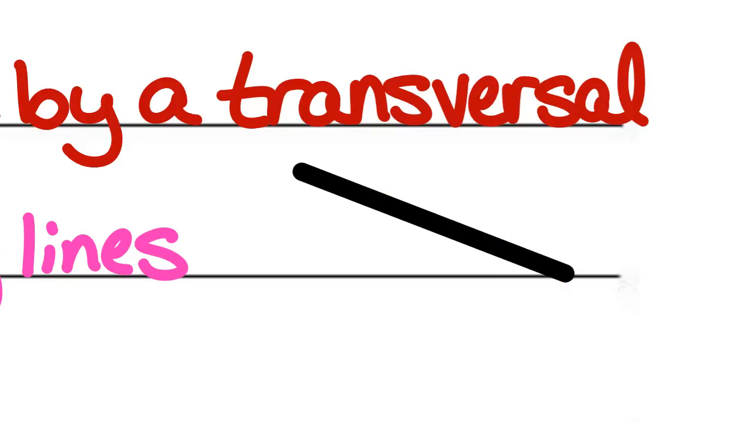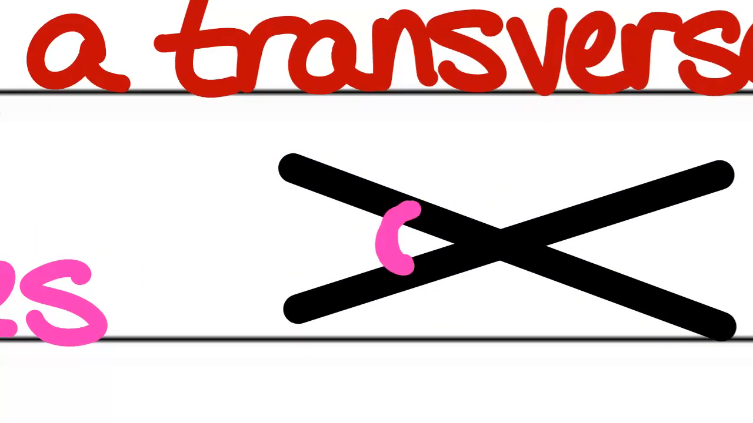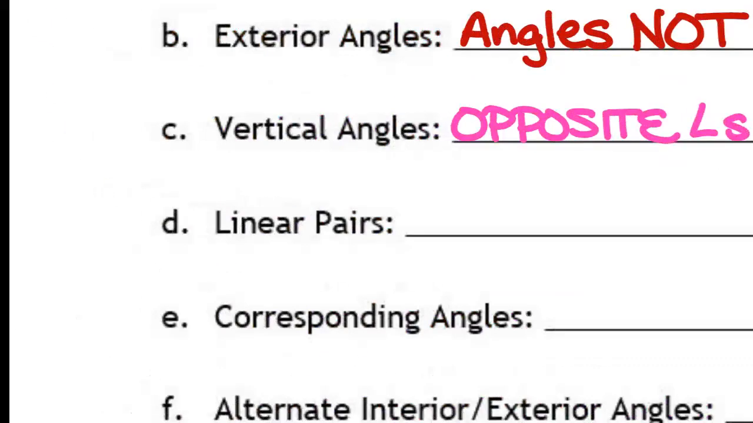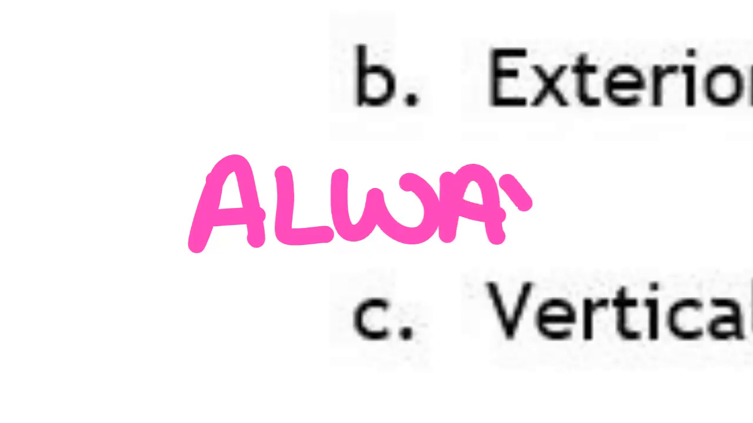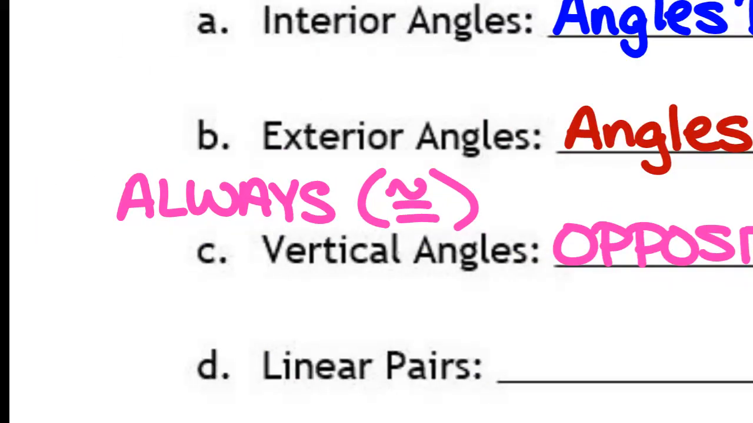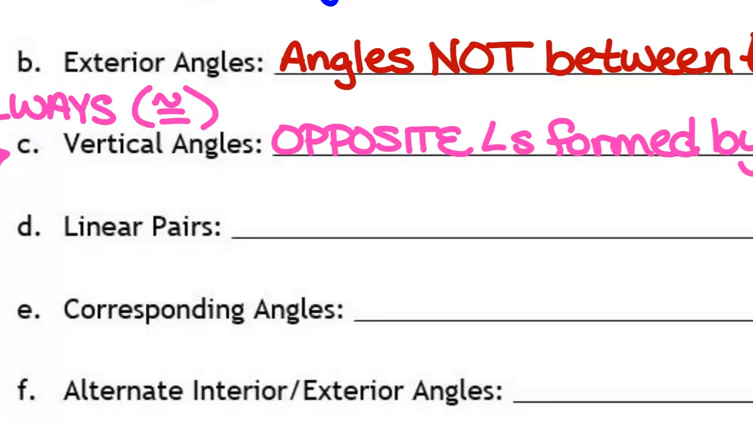So when I see my intersecting lines like this, the angles that are on opposite sides are my vertical angles. Vertical angles always have what relationship to each other? Congruent. These are always congruent. Linear pair angles are not opposite, they are adjacent angles that together make a straight line.